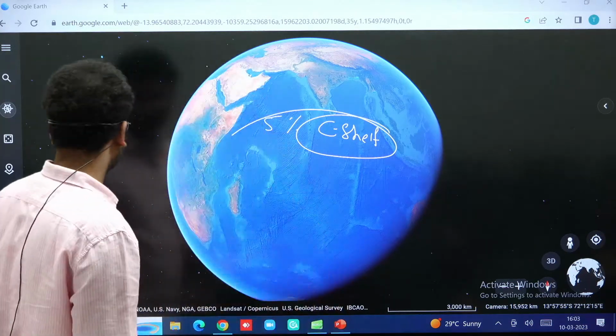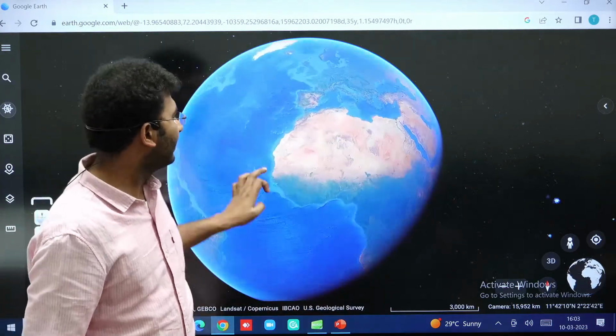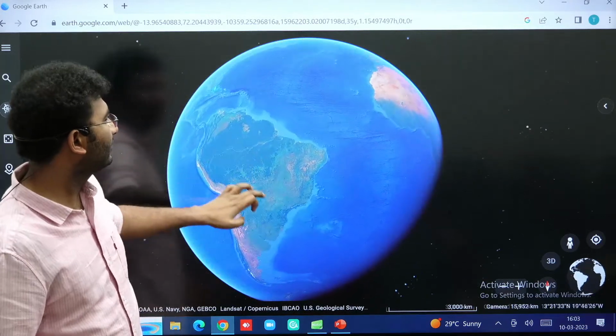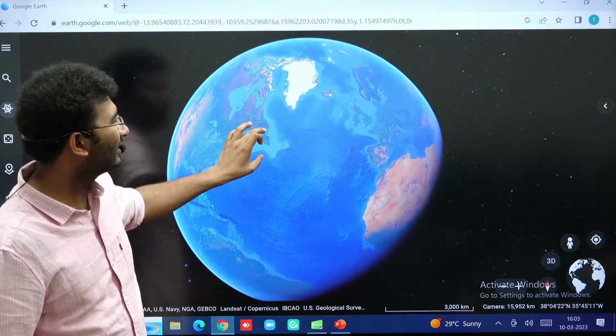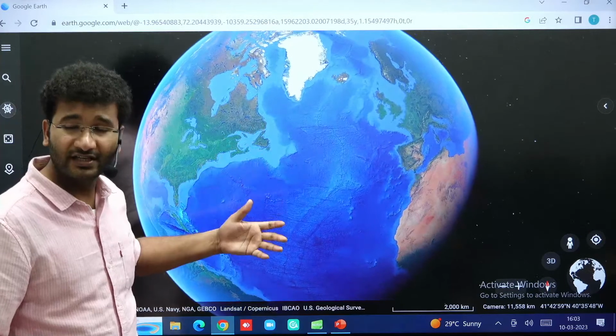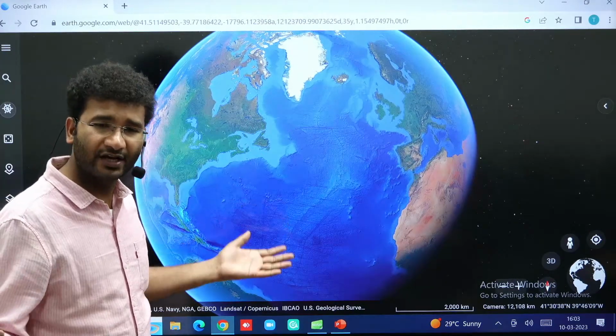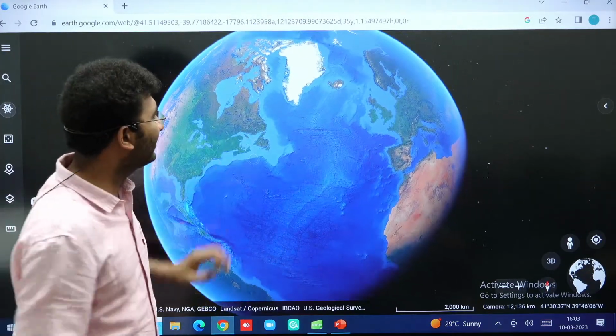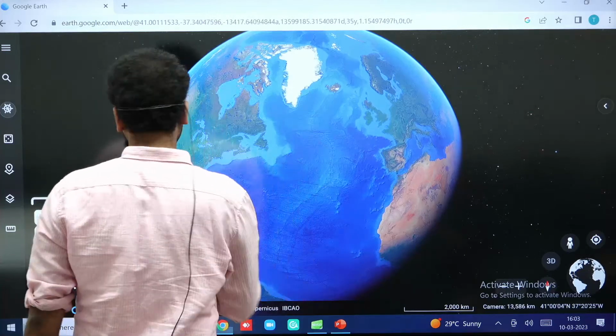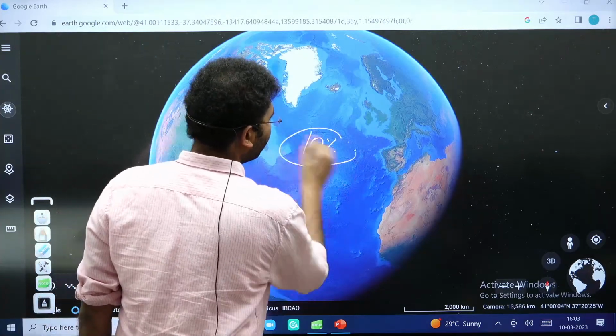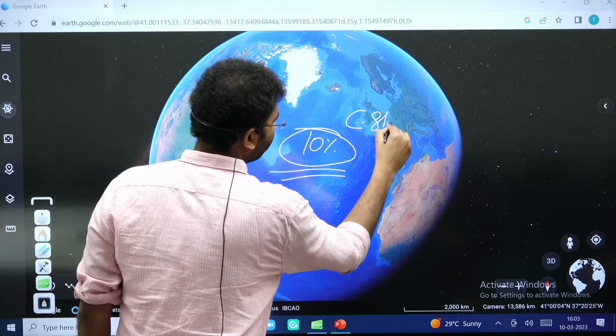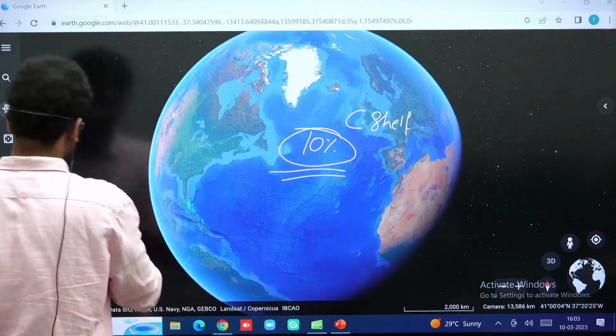Now come to the Atlantic Ocean. See, in the Atlantic Ocean, the continental shelf area in the northern Atlantic Ocean, obviously the area of the Atlantic Ocean is very big. Now, broadly speaking, here around 10% of the area of the ocean is having continental shelf. Now go to the Pacific Ocean.